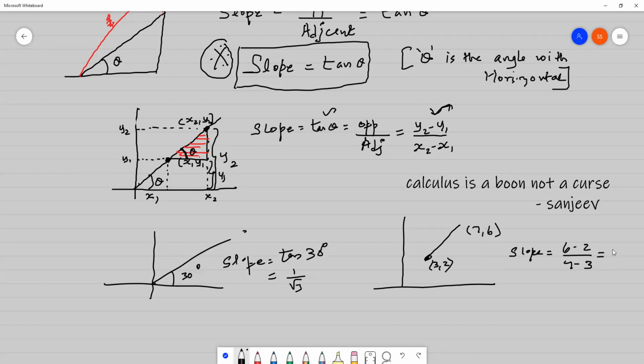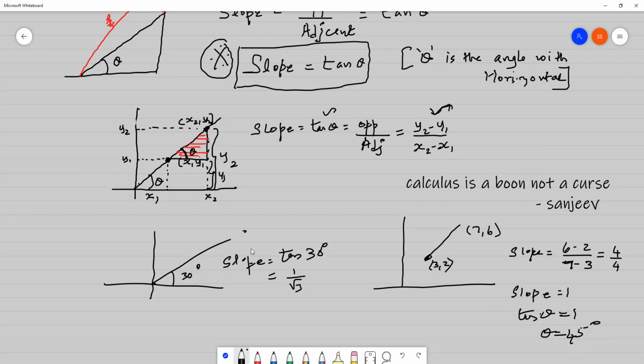6 minus 2 is 4, divided by 4. 7 minus 3 is also 4. So slope is equal to 1. Or if they ask you what is the angle with the x-axis, you can equate slope is nothing but tan theta. Tan theta is equal to 1. So theta is equal to 45. So mathematically you can find all these things.